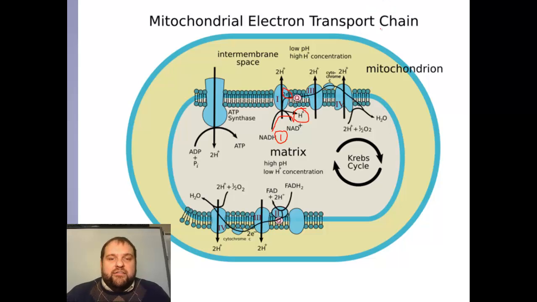That electron does the same thing it does in the light reaction of photosynthesis, where it gets passed through an electron transport chain. There's that electron transport chain. As it gets passed through that electron transport chain, the same thing happens as in the light reaction. We pump hydrogens into the intermembrane space, the space between the outer and inner membrane. So we fill up the intermembrane space with hydrogens.